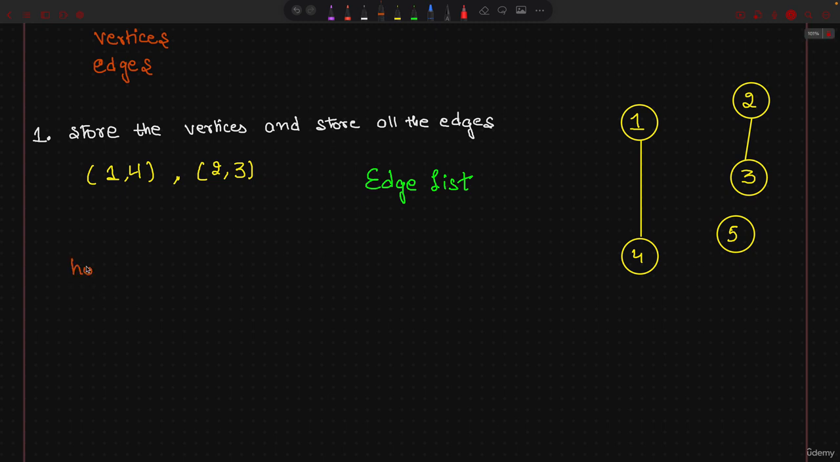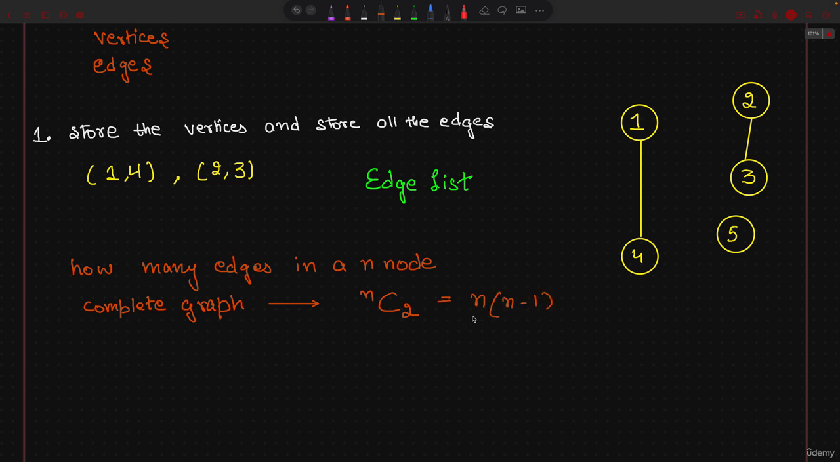So the question is, how many edges in an n node complete graph? I think the answer for this will be something like this, NC2. For each and every one of these nodes, I can select 2 nodes and draw an edge between them, which comes out to be something like n into n minus 1 by 2.